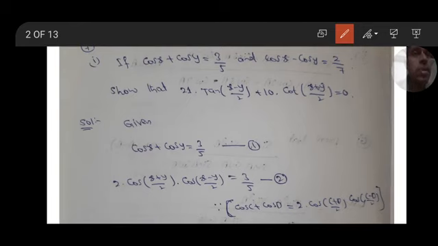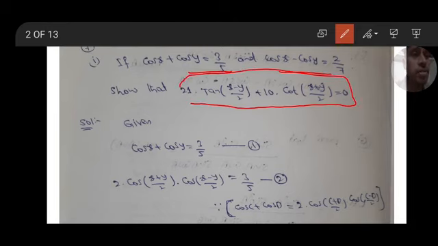If cos x plus cos y equal to 3 by 5 and cos x minus cos y equal to 2 by 7, then show that 21 into tan of (x minus y) by 2 plus 10 into cot of (x plus y) by 2 equal to 0. It is a very important model question in transformations. Cos x plus cos y is given, cos x minus cos y is given. We have to prove this equation.